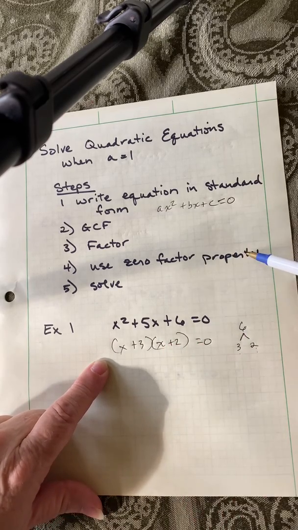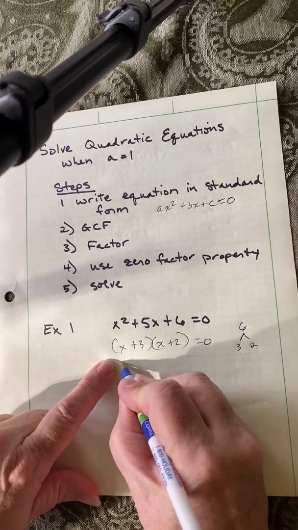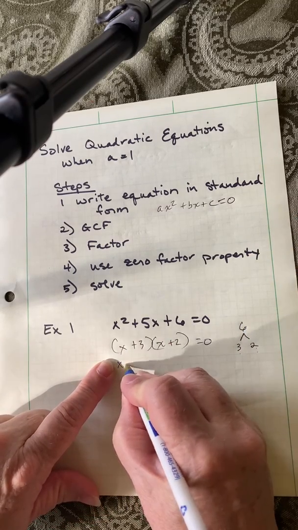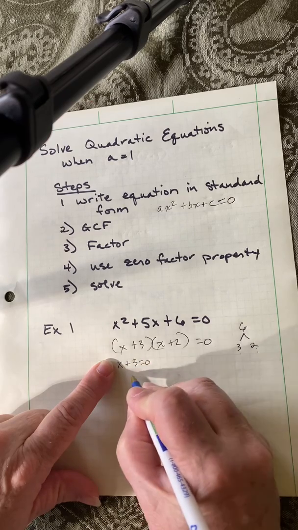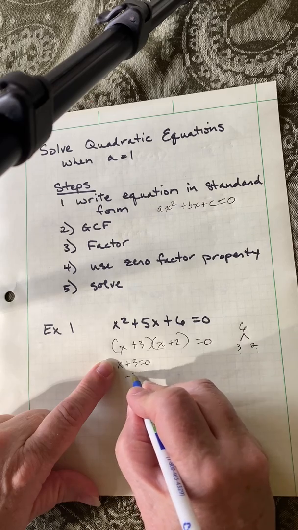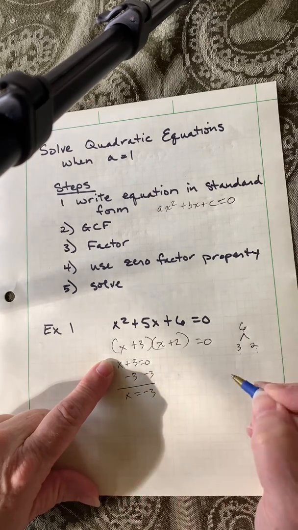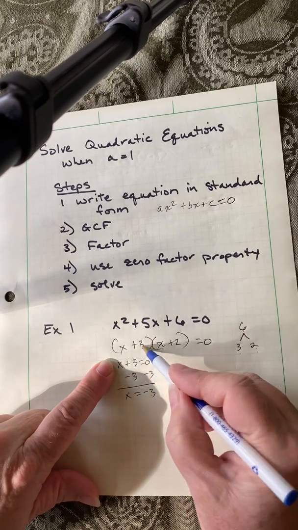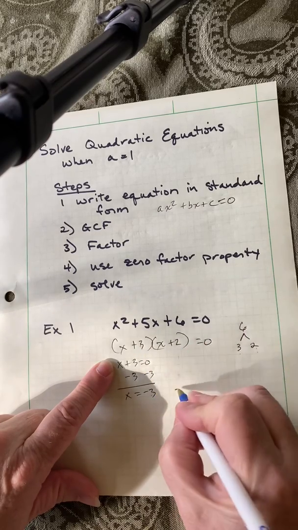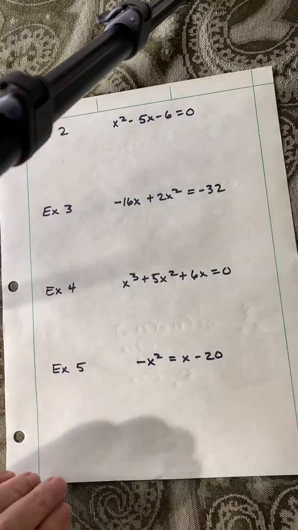Now we can use our zero factor property. And remember the other day, we make our two little mini equations. So x plus 3 equals 0. And I move that over, solving for x, and I'll get x equals -3. Remember, just the opposite. So this one here is going to be -2. All right, let's take a look at another one.